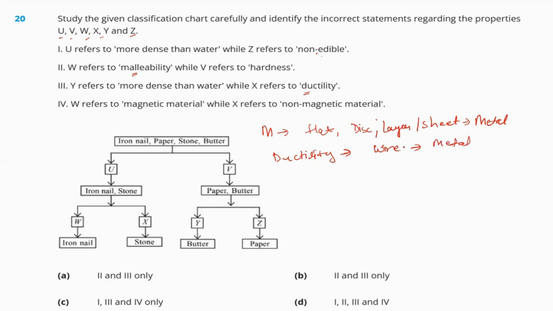If we compare all of them, we need to find the incorrect statements, right? So incorrect statements would be option number 2 and option number 3. First and 4 are correct. Our option would be 2 and 3, as we need to find the incorrect statement.